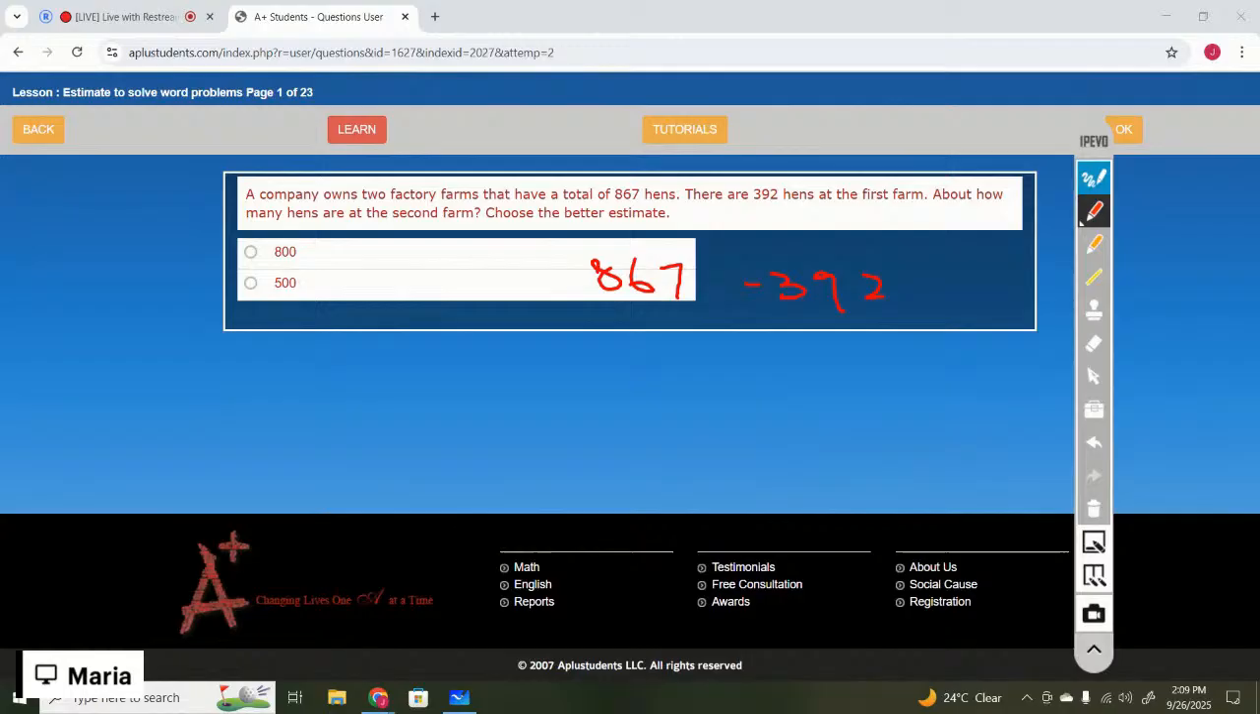So 867, we need to round to the nearest 100. 8 is the digit that is at the hundreds position. Right next to it we have 6. 6 is greater than 5, so it would be rounded to 900.